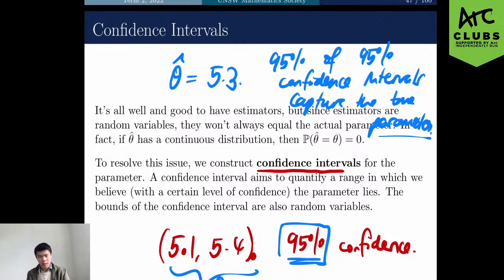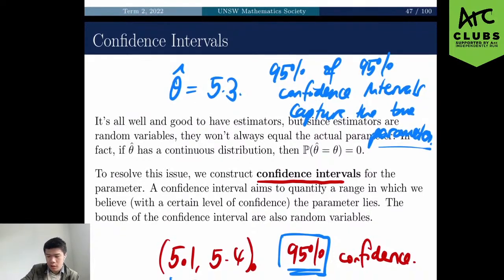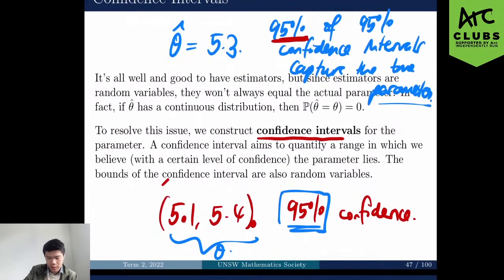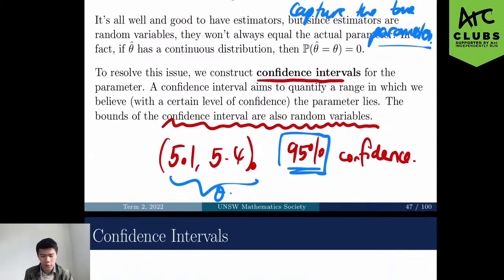You're never going to be 100% sure because some distributions, they go all the way to infinity, right? So it's always possible that you're just way off. But what we're basically saying is that 95% of the time, we will have the real parameter in there, right? And so the bounds of the confidence interval are also random variables because we get them from the data as well. But that's what a 95% confidence interval means.